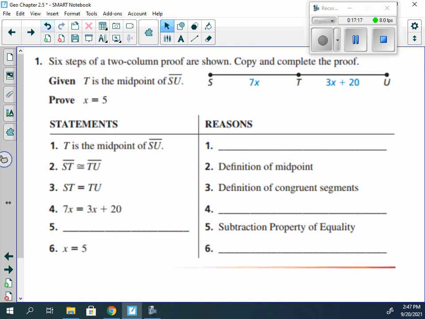Okay. Six steps to a two-column proof as shown. Copy and complete the proof. So what did they tell us to start with? What is our given? Okay. So our first statement, T is the midpoint of SU. Our reason for it is what? Given. It is given. Well, we can't fill in space 6, but they already did fill in the last part of the proof, that x is equal to 5. That's what we wanted to prove, yes?